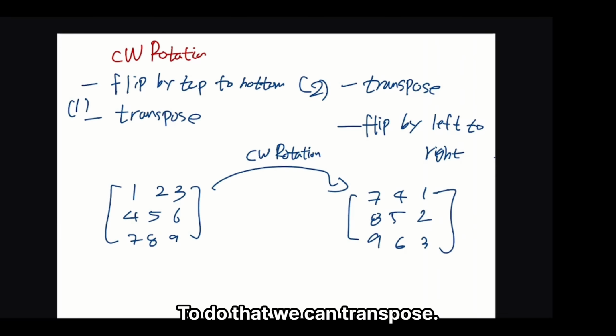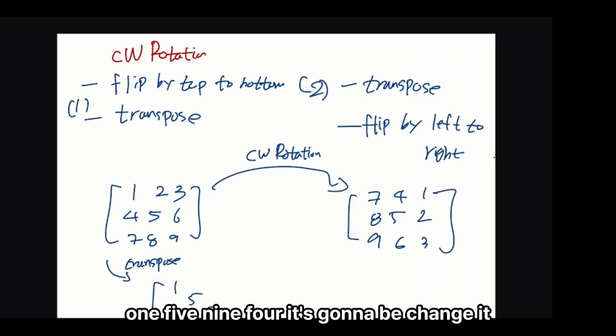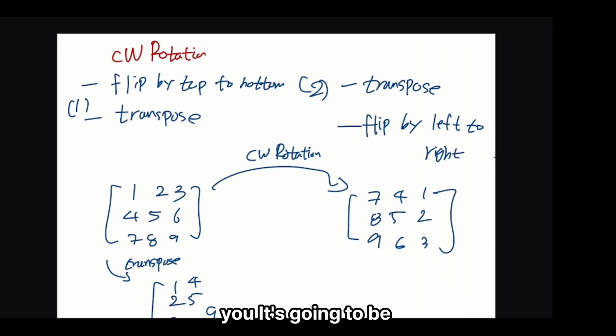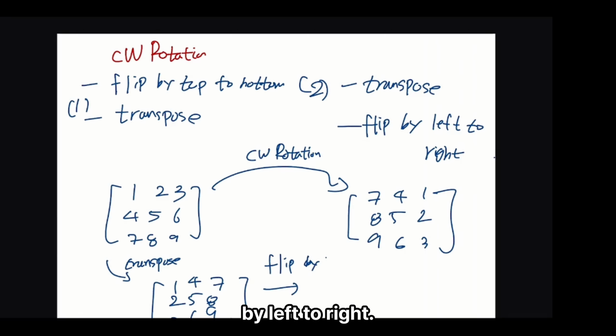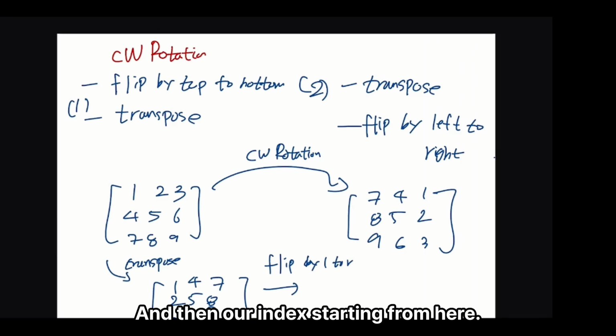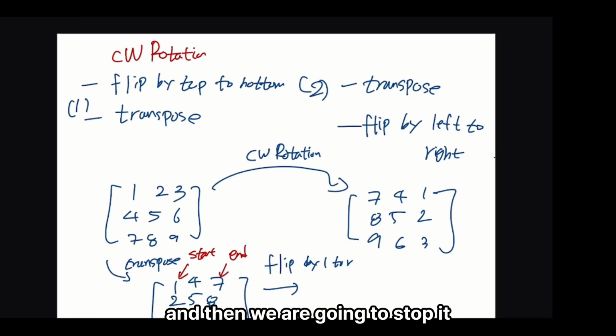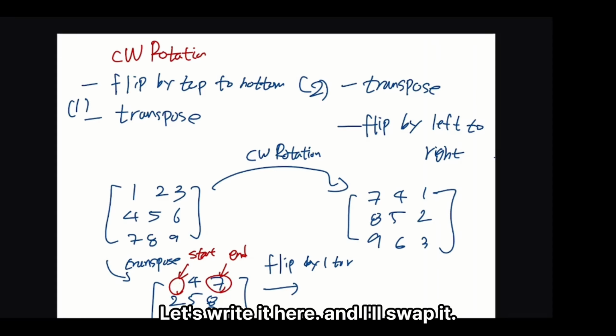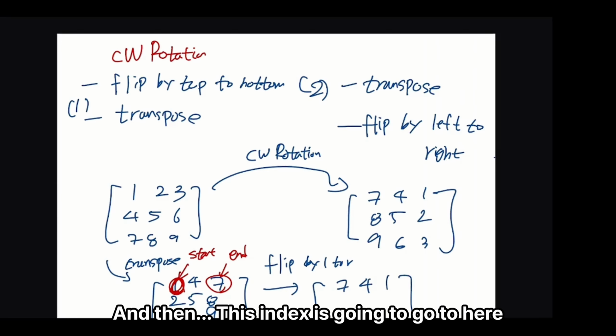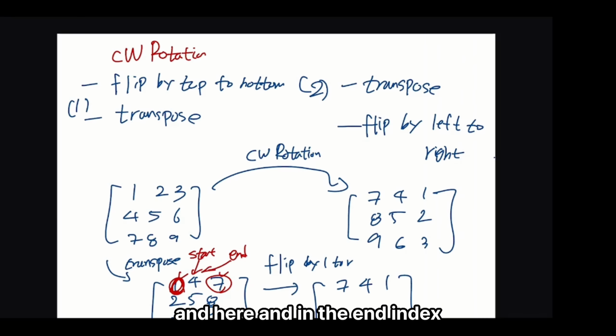To do that, we can transpose: 1, 5, 9. It's going to change to 3, 7, 8, 6. Then we do a flip from left to right, with our start index starting from here and the end index starting from here. Then we swap, and this index is going to move to here and here. The end index is going to be decremented and the start index is going to be incremented.